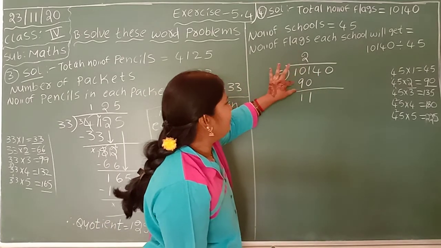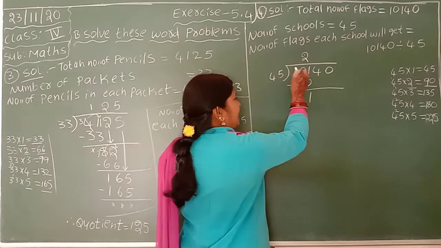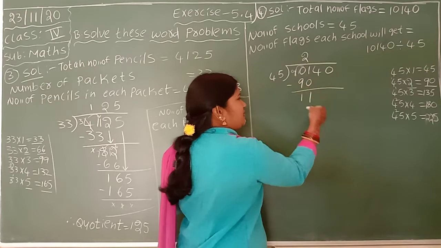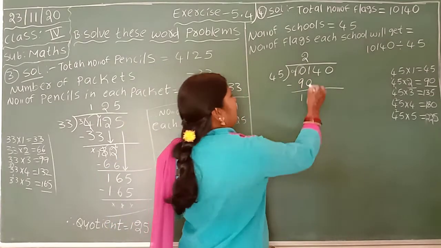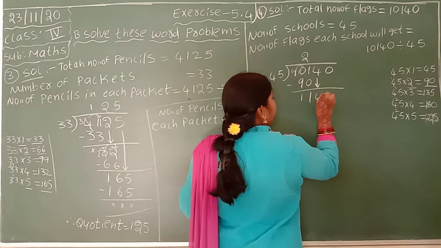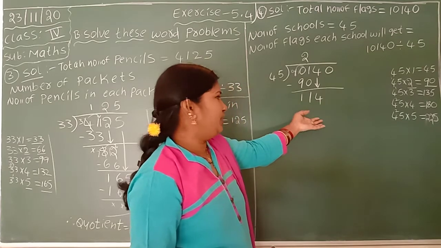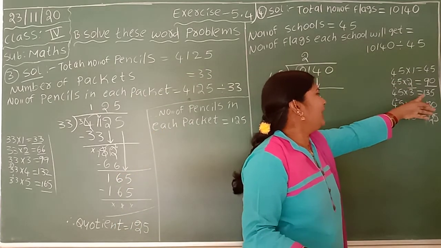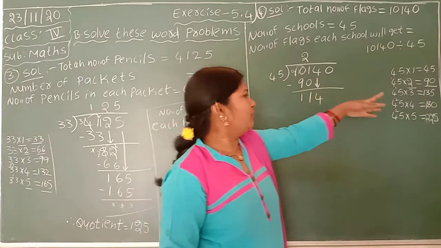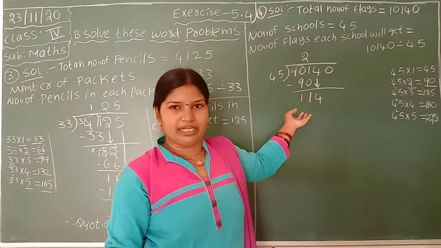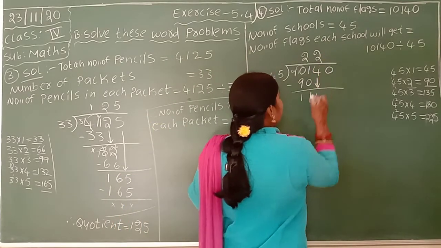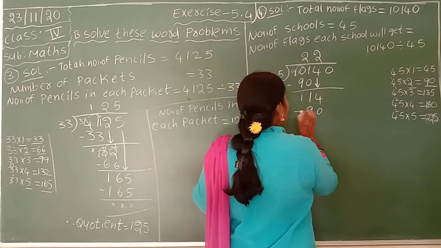Here this number, subtracting this. Again taking regrouping, this becomes 10, this becomes 0. 10 minus 9 also 1. Next 4. 114. But here we don't have 114. We have 135. Compared to 135 it is a small number. So again take 90 only. 45 twos are 90.